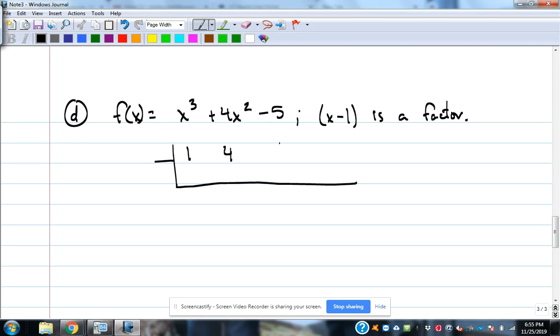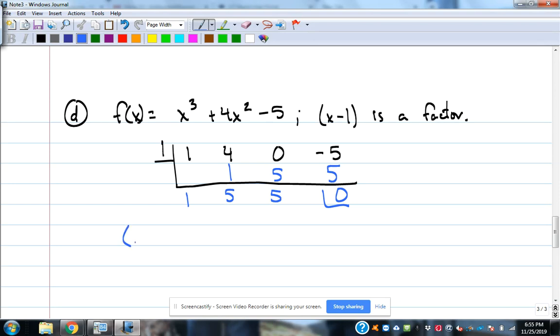One, 4, 0, -5. The 0 in there because we're missing the plain x. What goes on the shelf? Positive 1 this time. All right, so drop the 1 in and go. And there's that 0 in the remainder like it's supposed to be. We know they told us it was going to be there when they said that that's a factor.